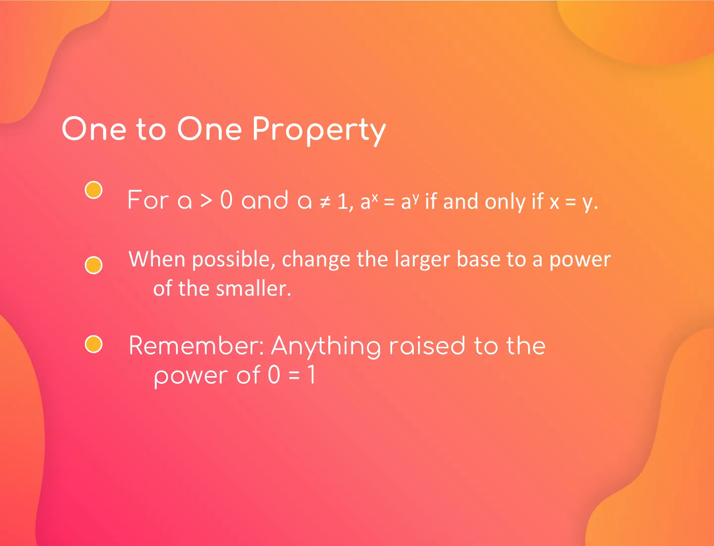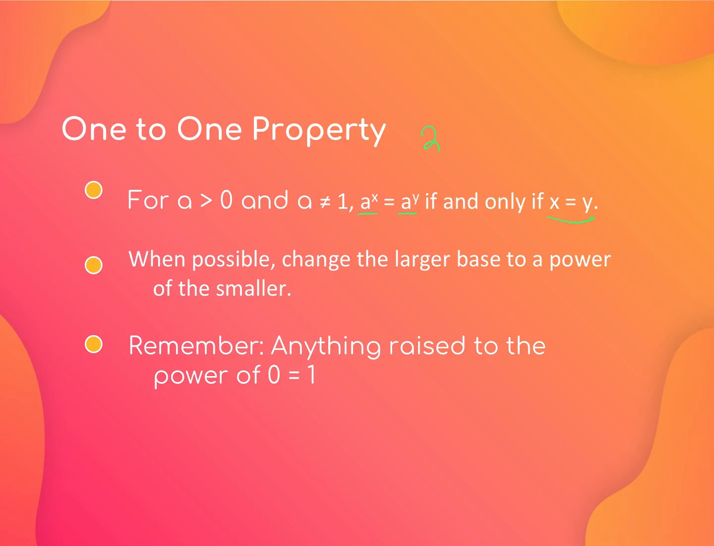Okay, so the one-to-one property of exponents just states that if you have two exponential expressions with the same base, then the exponents also have to be the same. So basically, a to the power of x equals a to the power of y if and only if x equals y, so the exponents are the same.